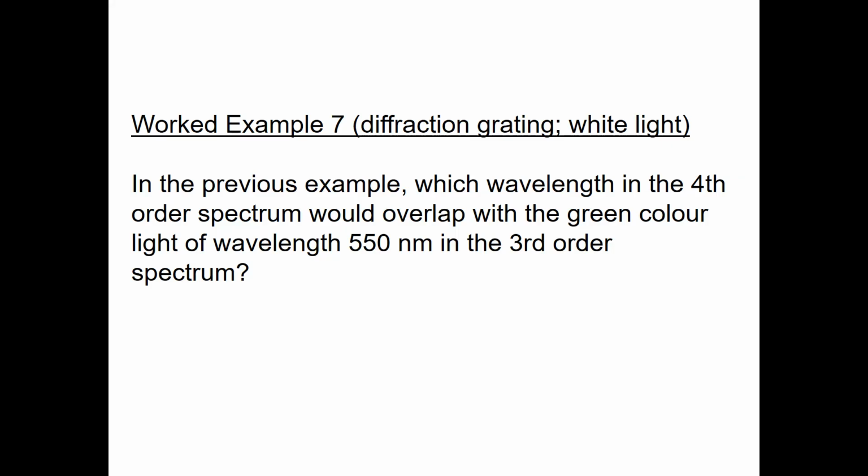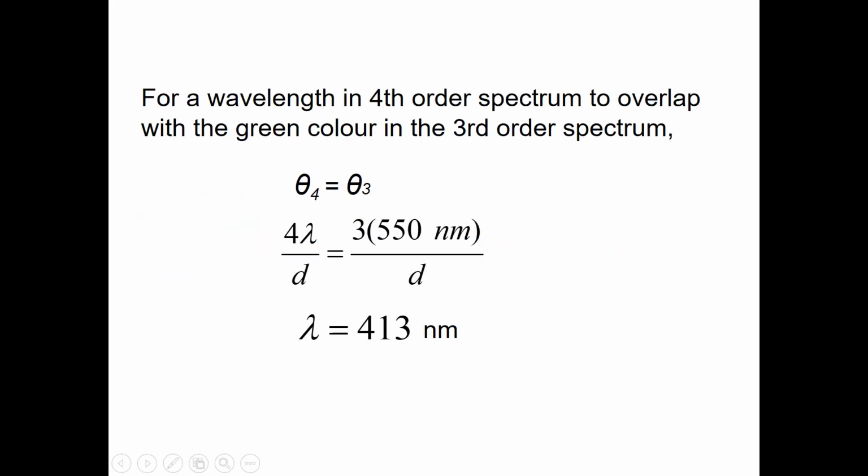Example 7, this is a continuation from example 6. So you are asked which wavelength in the fourth order spectrum will overlap with the green light of wavelength 550 nano in the third order spectrum. If they overlap on the screen, that means they must have the same theta. That means theta 4, that corresponds to the wavelength of the fourth order spectrum, must equal theta 3, that is the green light in the third order spectrum. Okay, so this is something that you need to know. Overlap means same angle. So theta 4 equals theta 3.